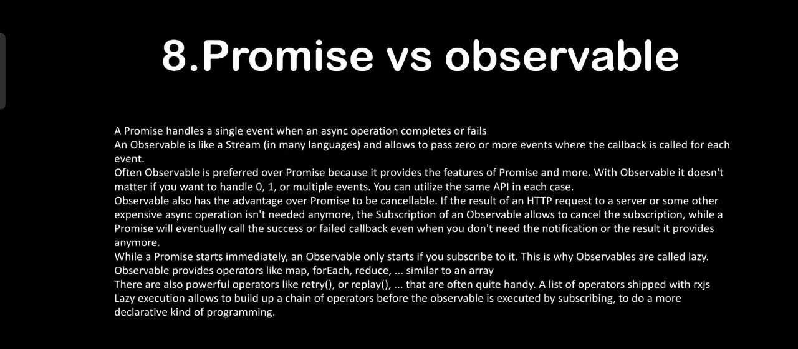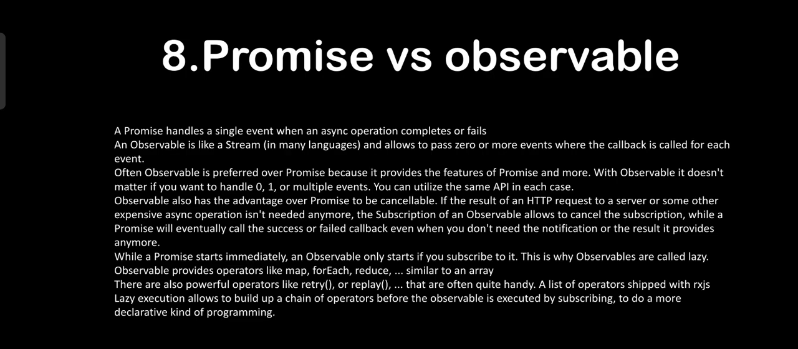Often observable is preferred over promise because it provides all the features of promise and more. With observable, it doesn't matter if you want to handle 0 or 1 or multiple events. You can utilize the same API in each case. Observable also has the advantage over promise of being cancelable. If the result of an HTTP request to a server or some other expensive async operation isn't needed anymore, the subscription of the observable allows you to cancel it, while a promise will eventually call the success or failed callback even when you don't need the notification or the result anymore.